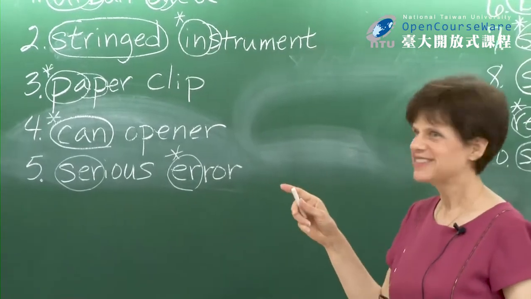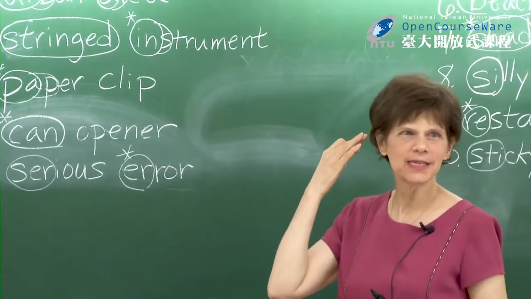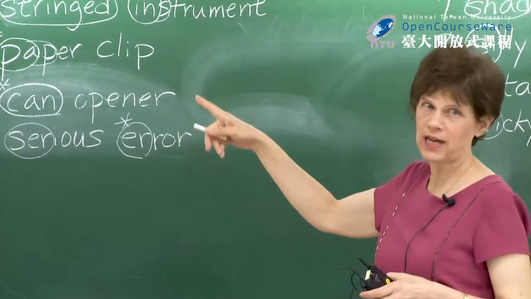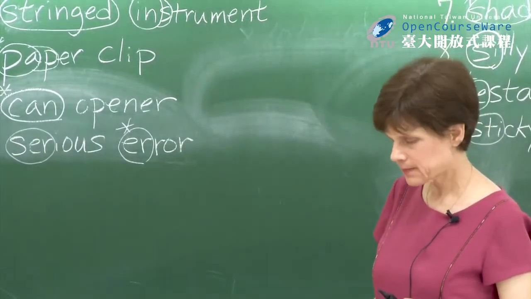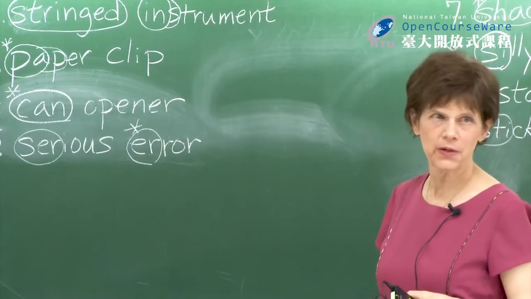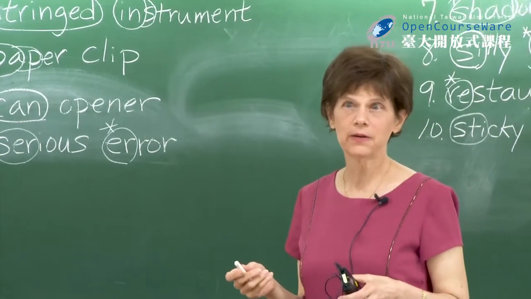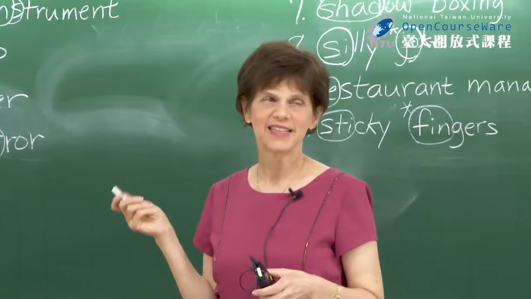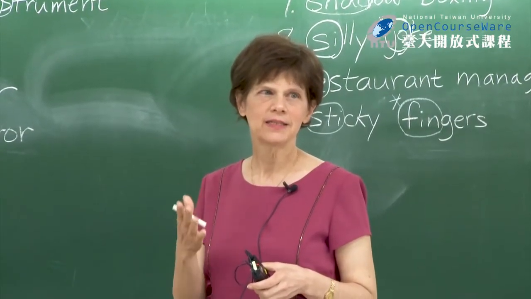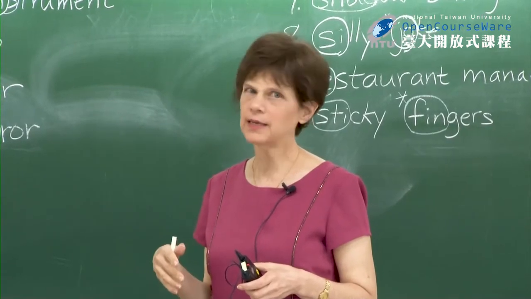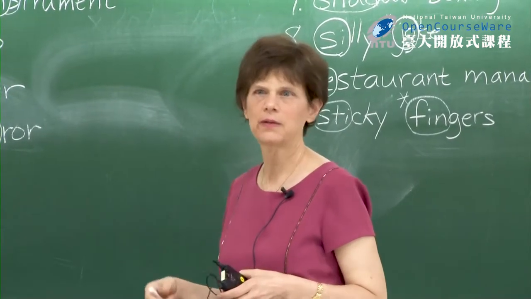I heard a wrong stress. Say it again, carefully. Actually, this is the right answer, so just follow the right answer. Try it again. Can opener. I heard somebody say can opener with the wrong stress. That's wrong. Because it's a noun and another noun, the second noun has no stress. So don't say it that way. It's a can opener. Can opener.